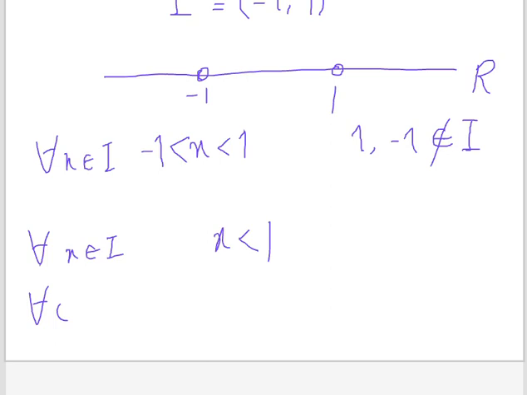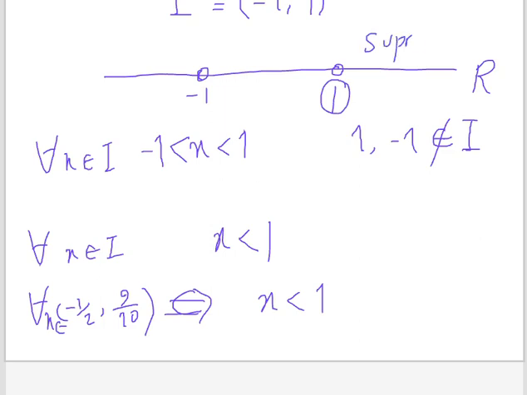And every subset of I, for example, minus half and 9/10, every element is here. We can see that x is less than 1. Okay, 1 is the supremum, and -1 is the infimum.